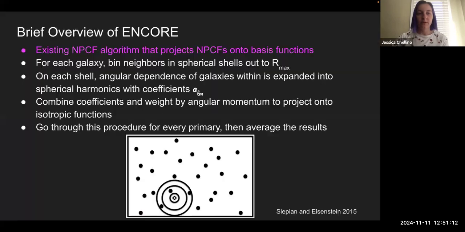Now, I'm going to go through a brief overview of Encore, which is an algorithm for computing NPCFs using isotropic basis functions. Encore takes a galaxy and bins its neighbors into spherical shells going out to some radius. And then on each shell, you have to determine a coefficient that we call a_lm that encodes the angular dependence of the galaxies. Now, if you combine these coefficients and weight them appropriately by their angular momenta, you can project the NPCFs onto the isotropic functions. And to do this, you really need to go through this procedure for every primary and average the results.